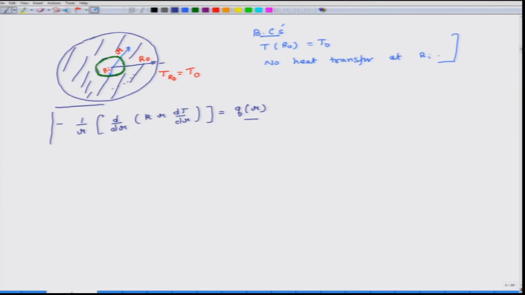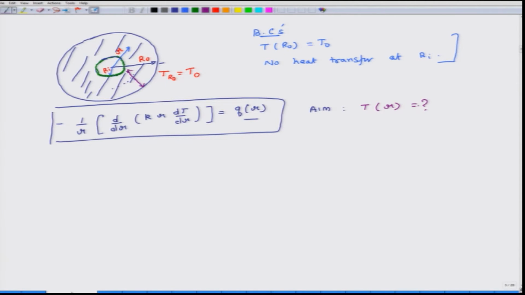So, what is our aim? The aim is to find T for different values of r, between the entire range of r, which starts from Ri to Ro. At different values of r, what is the value of temperature? So, we want to find temperature as a function of r. This is our goal, and we can solve this problem by solving this equation and applying boundary conditions.